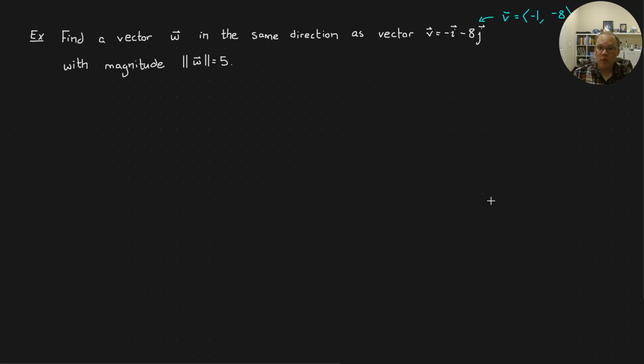Now, we want to find another vector. We want it to point in the same direction as v, but with a different length. So do we really care about the length of v at all? No, right? We only care about the direction. We want to preserve that direction. We want to get rid of the length. So how do we preserve that direction and get rid of the length? Well, we need to normalize it. We want to turn it into a unit vector. So let's start by normalizing v.